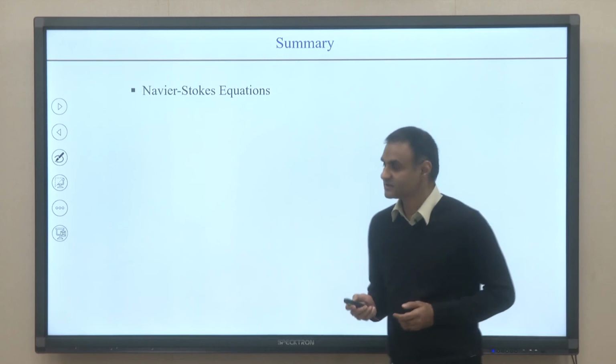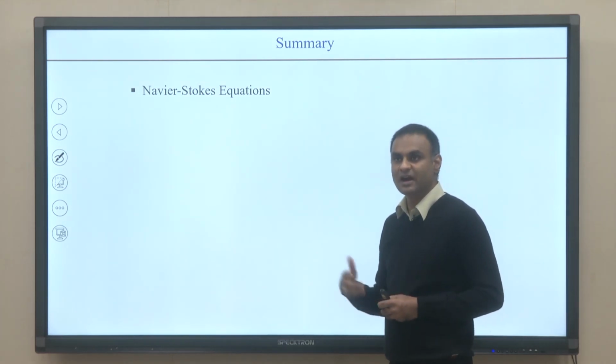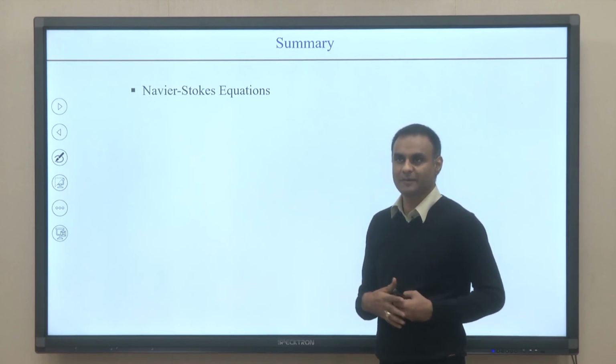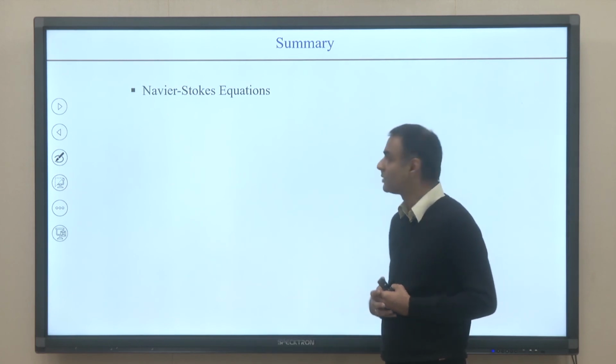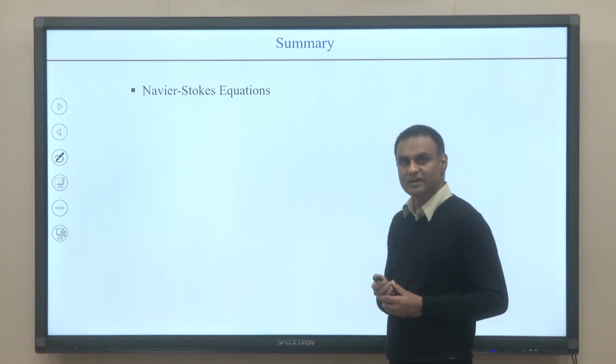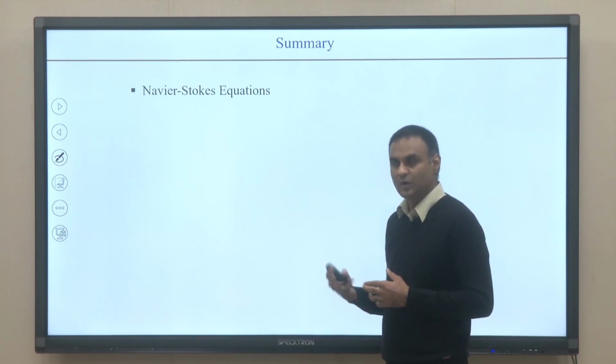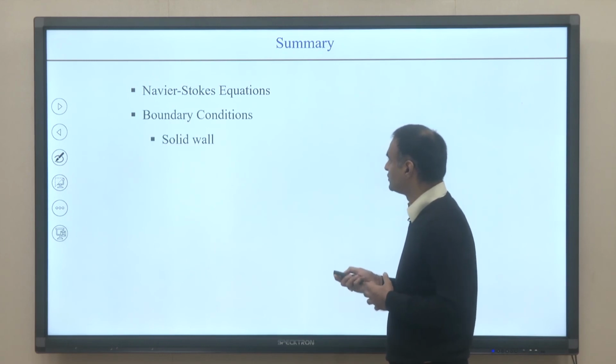Okay. So, in summary, in today's lecture we have looked at the Navier-Stokes equations and how we can use the assumptions that are inherent in the problem or that have been explicitly given in the problem, how we can use those assumptions and apply the boundary conditions, so that the equations can be simplified and we can integrate the equation and find the solution of the flow.